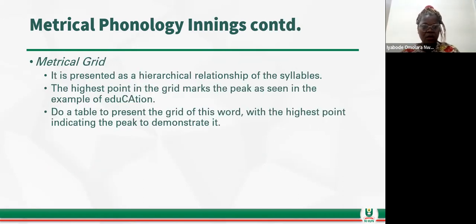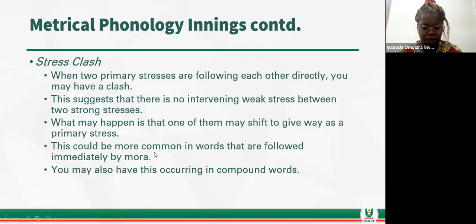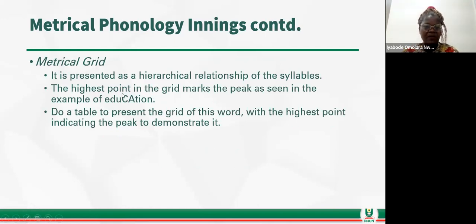But in the case of metrical grid, what do you have now? It's a hierarchical relationship of the syllables. So for the syllables, there's always a highest point. Like we have in the example of education here. So you have this pattern. It is marked so that all of the syllables are put in a box, a grid like we have in tables. So you now see that the one that has the highest point is the peak, and it marks that it is higher than the others below it. And in education, you see the D, we actually have a secondary stress. So that means the primary stress here is higher than this one.